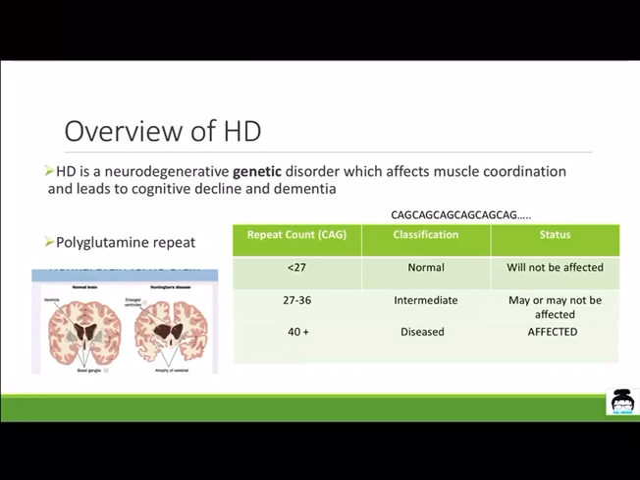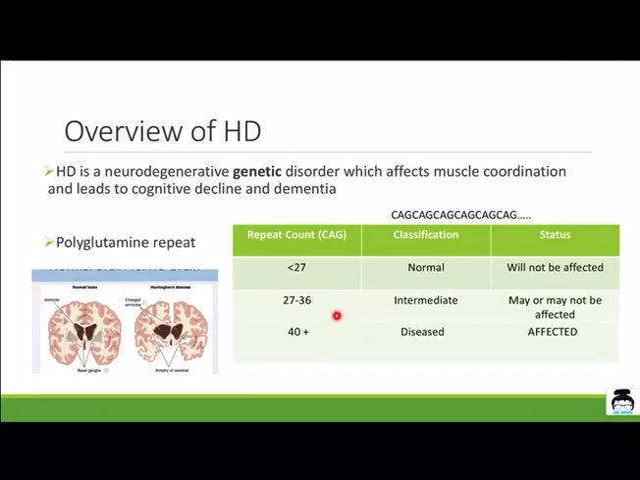We call it neurodegenerative because "neuro" refers to the brain, and "degenerative" because it gradually degenerates the brain over the long term. So you start off with a few symptoms at the beginning, and then they gradually exacerbate. They become worse with time. Now, this disease will affect normal muscle coordination, and Huntington's disease also leads to cognitive decline and dementia.